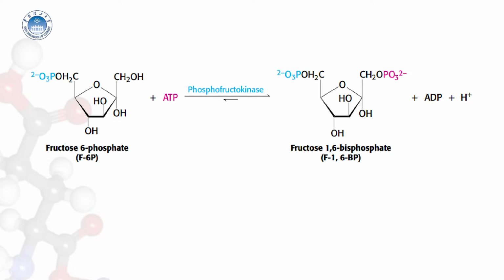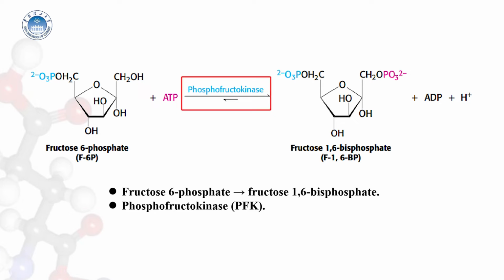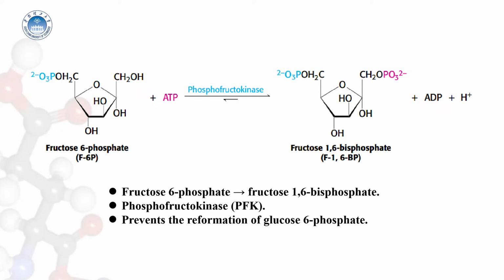A second phosphorylation reaction: fructose 6-phosphate is phosphorylated at the expense of ATP to fructose 1,6-bisphosphate. This reaction is catalyzed by phosphofructokinase. This enzyme plays a central role in the metabolism of many molecules in all parts of the body. Phosphorylation of the fructose 6-phosphate to fructose 1,6-bisphosphate prevents the reformation of glucose 6-phosphate.